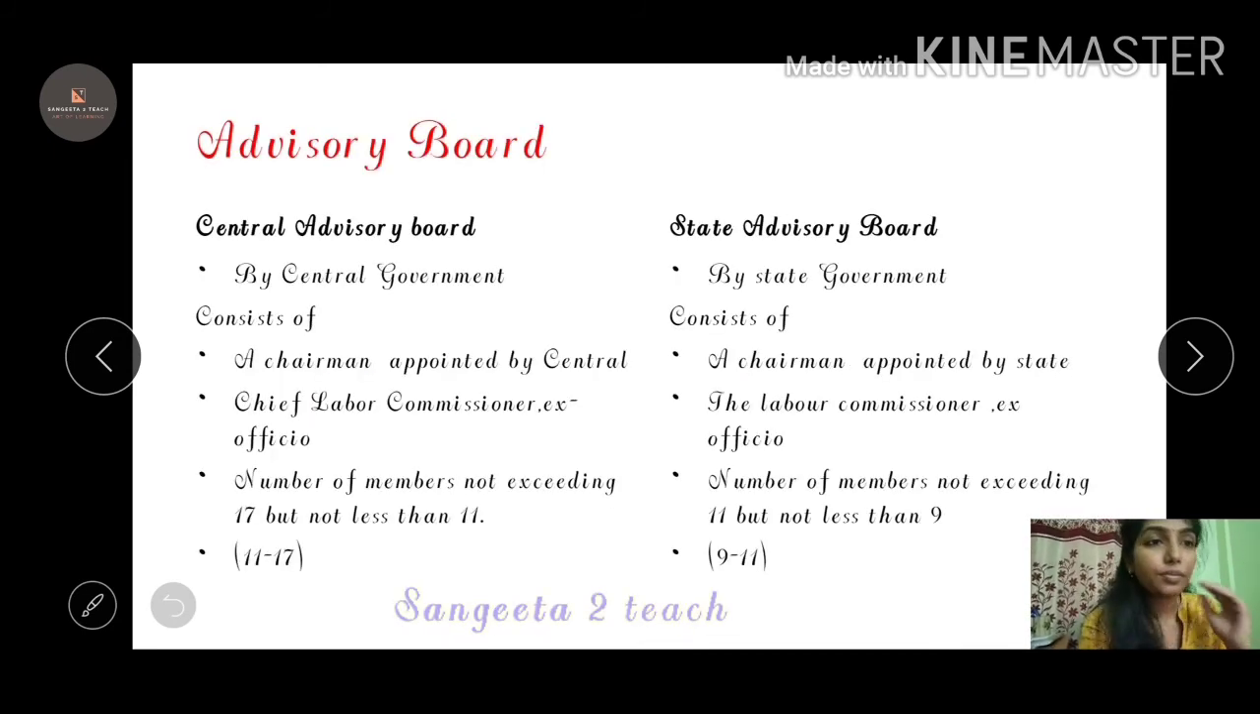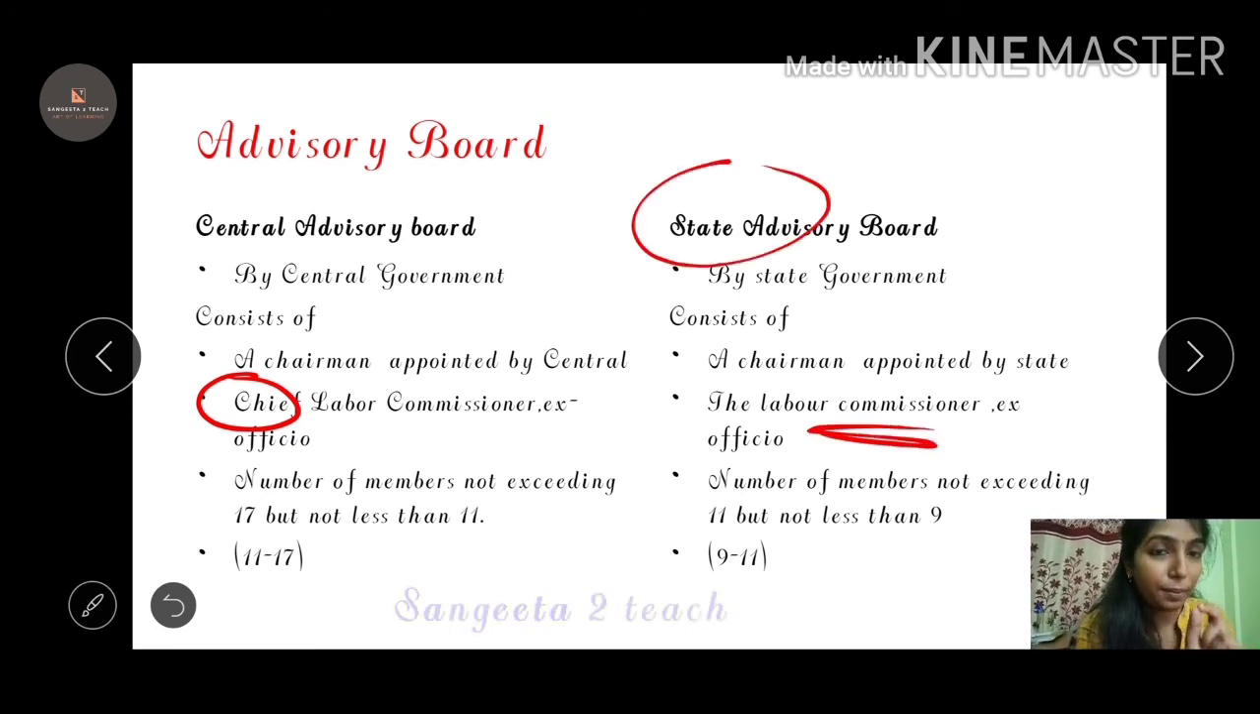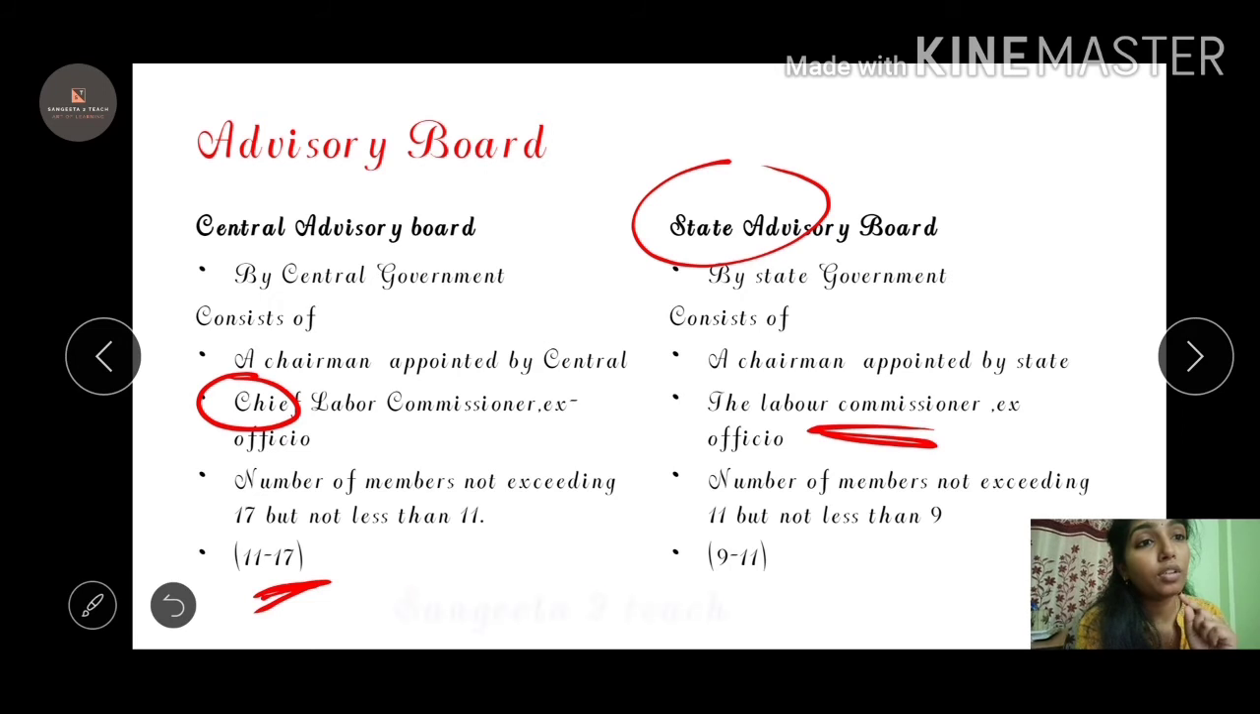Advisory board, that is central and state, we have differentiated. So here the important point is, the chief labour commissioner under the central government will be the ex officio, and in the state only the labor commissioner, right? And you have to remember the limits, that is 11 to 17 people. It will be not less than 11, but not more than 17. Okay, when coming to state, it is 9 to 11. The minimum is 9 and the maximum is 11.